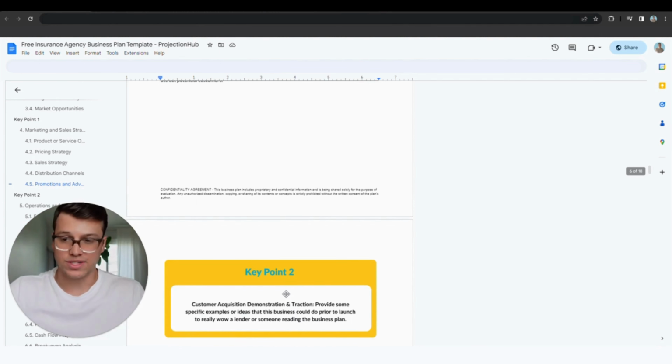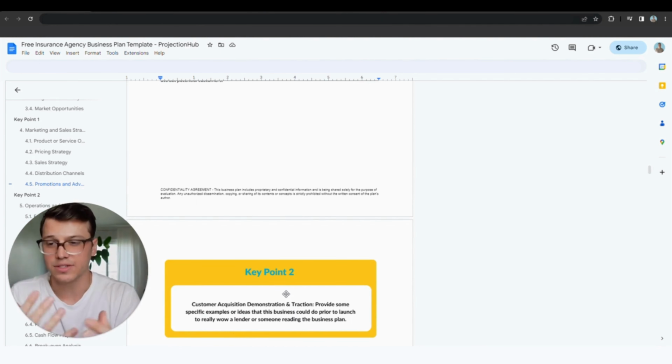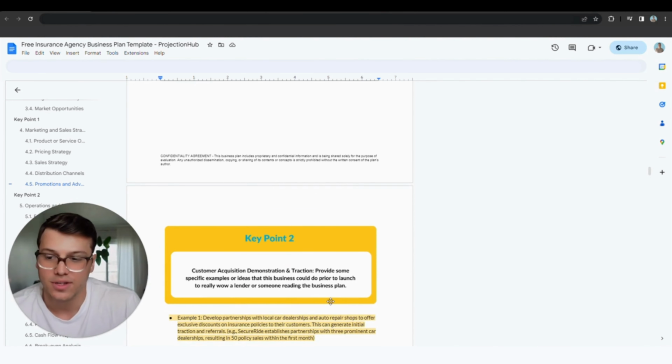But key point number one was, how can we think of tangible examples to actually demonstrate that there is a market? Key point number two is tangible examples to demonstrate how we're actually going to get those customers.